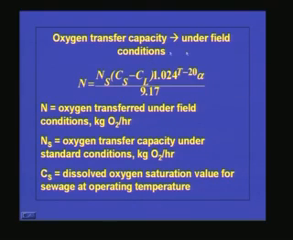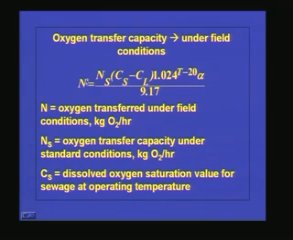Okay, this is the commonly used formula to calculate the oxygen transfer capacity. N is equal to Ns into (Cs minus Cl) into 1.024 raised to (T minus 20) into alpha divided by 9.17. Here N is oxygen transferred under field conditions, kilogram oxygen per hour. Okay, this is the field condition.